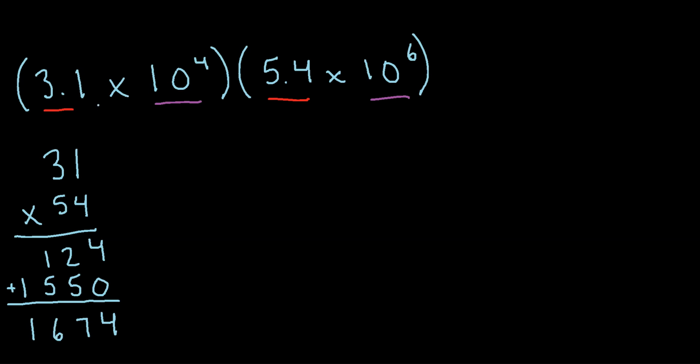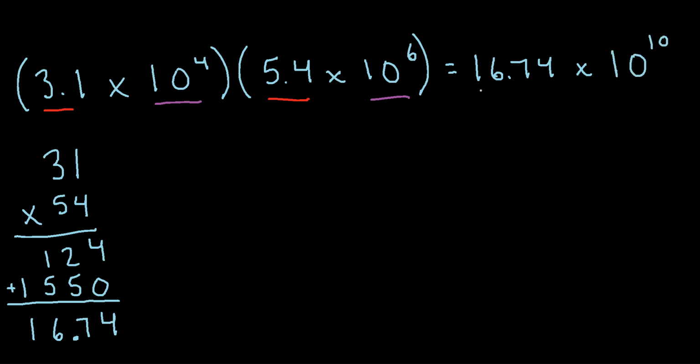Now we said there will be two total values that come after the decimal place. So that means our decimal place must go right here in order for us to have two values after the decimal point. So 3.1 times 5.4 is 16.74. So let's write that over here. 16.74, and then we have times, we have 10 to the fourth and 10 to the sixth. So 4 plus 6, that's 10. So we get times 10 to the 10th.